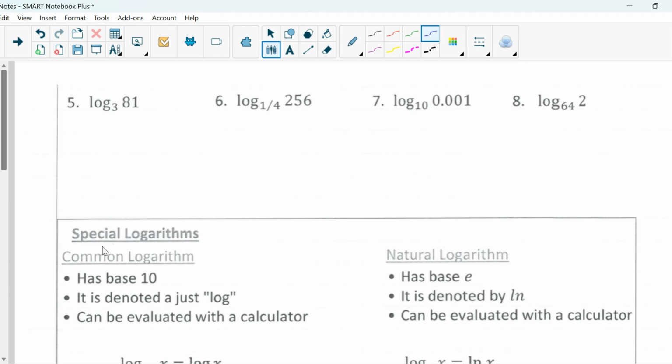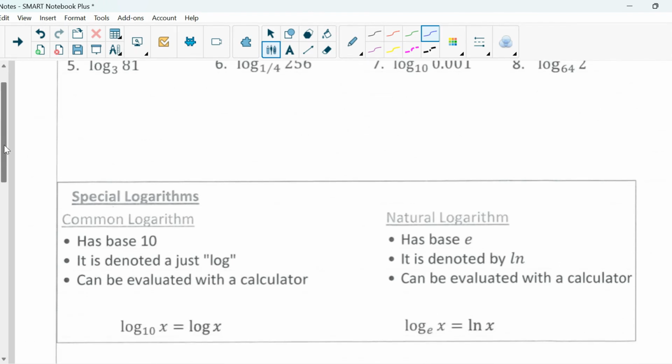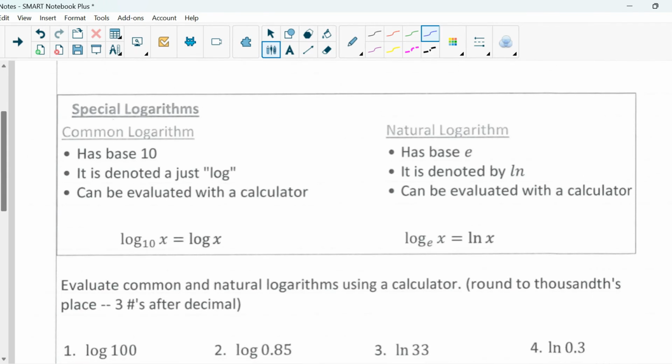There are two special logarithms that we look at. The first one is a common logarithm. That's a logarithm where they do not list the base. If they do not list the base of a logarithm, we just call it a log, and that implies it has a base of 10. As you can see down here, both log base 10 of x and log of x are equal. They both have a base of 10. Your calculator can actually calculate common logs.